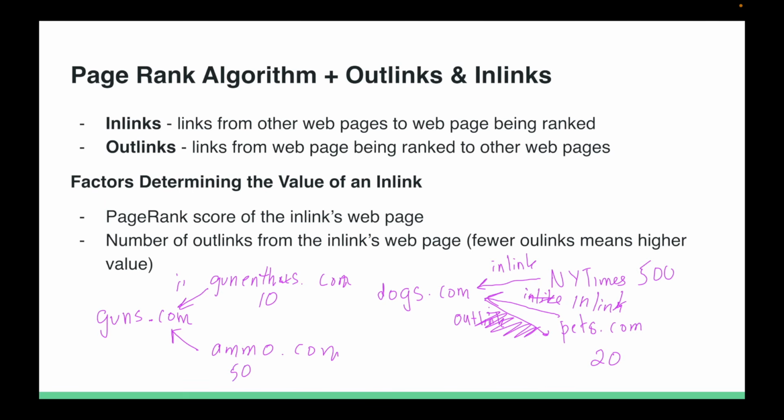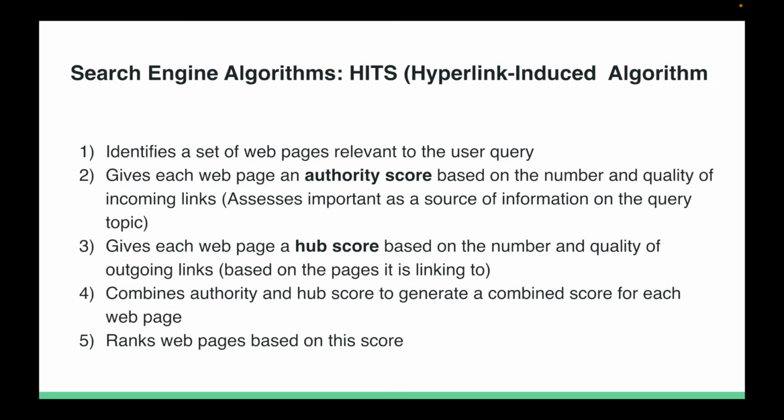Then this inlink from gunenthuse.com helps rank guns.com higher more than ammo.com, because there are fewer outlinks from Gun Enthuse than from ammo.com. So it's kind of a relationship between outlinks and inlinks and kind of how that factors into ranking a web page. And the next search engine algorithm we're going to get into is going to be the HITS algorithm.